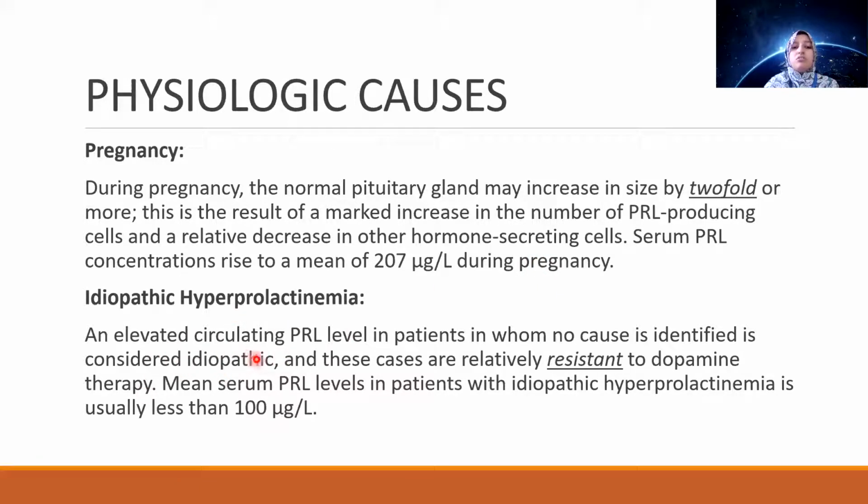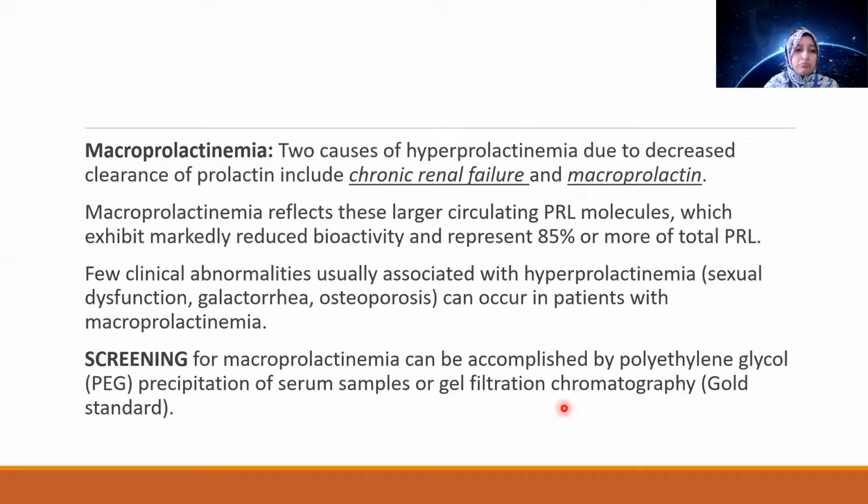Idiopathic hyperprolactinemia. This is a condition in which there is an elevated circulating prolactin level in patients in whom no cause is identified and is considered to be idiopathic. These cases are relatively resistant to dopamine therapy. Mean serum prolactin level in patients with idiopathic hyperprolactinemia is usually less than 100, so they're not very high. You may get a normal MRI in such a condition. You may not get a correct cause, but the patient would be symptomatic with a high prolactin level, and you have to treat these patients. But as the evidence shows, they may be relatively resistant.